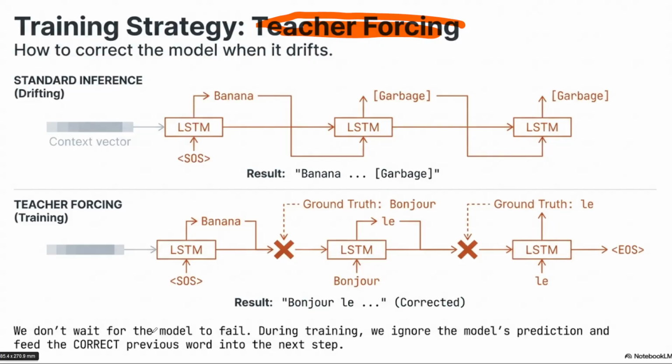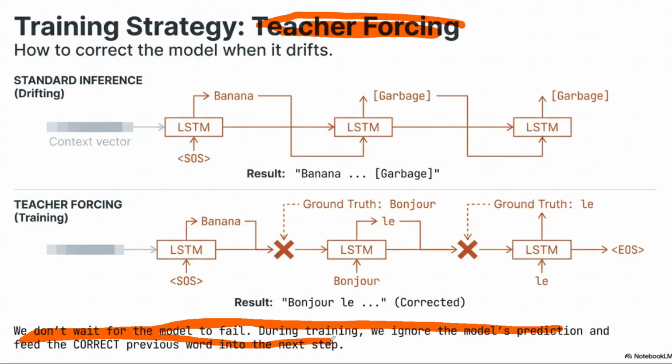because we don't wait for the model to fail. During training, we ignore the model's prediction and feed the correct previous word into the next step. This helps the model learn the correct pattern much faster. Again, we call it teacher forcing because it simulates a teacher in a class.